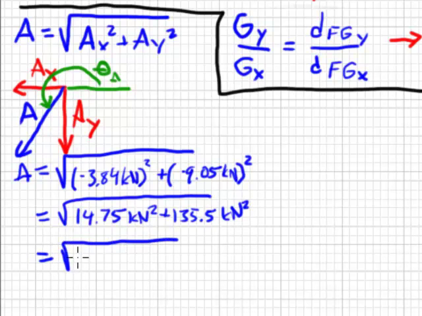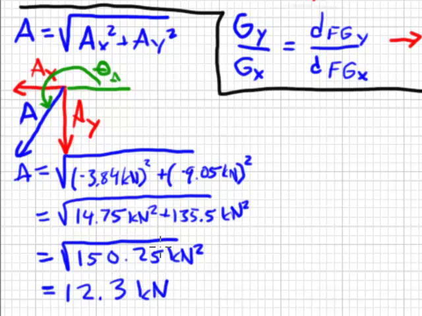We have square root of 150.25 square kilonewtons, and we end up with 12.3 kilonewtons. Square root of a square kilonewton is simply a kilonewton.